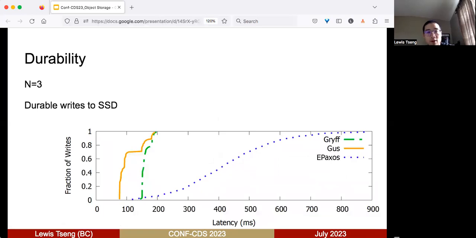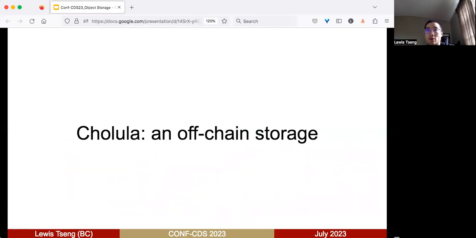And then what happens if you want to write it to the disk? Then it's a durable write. Every write is a durable write to the SSD. Even with this longer latency, GUS still has better latency in both normal latency and tail latency. And now let's look at our second system.